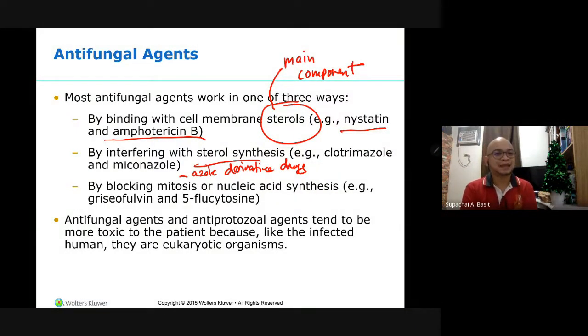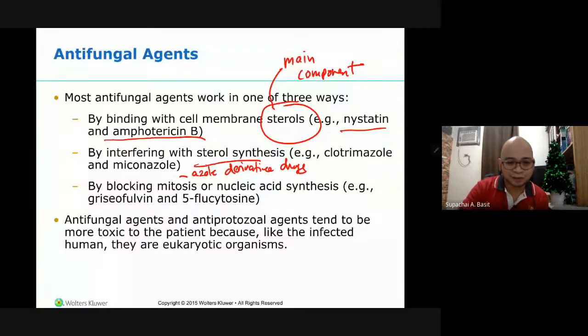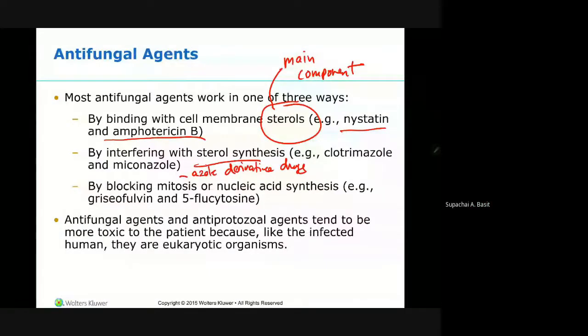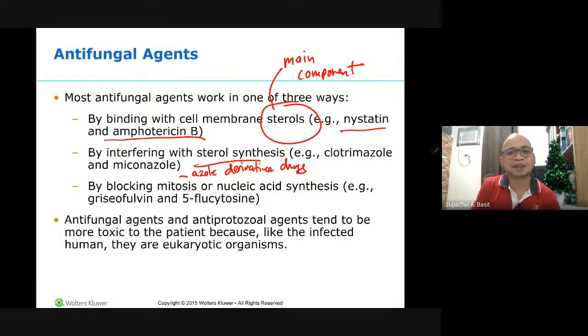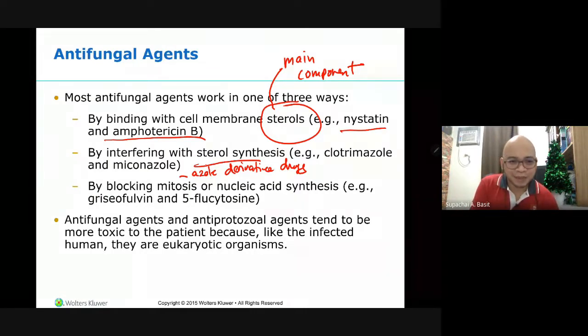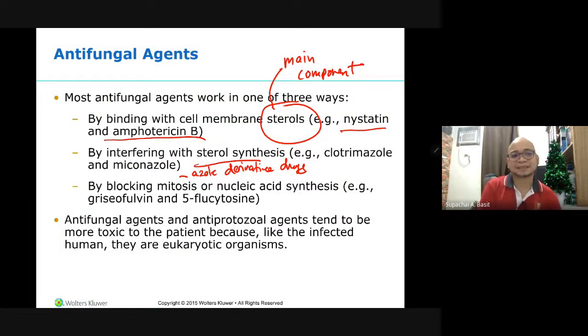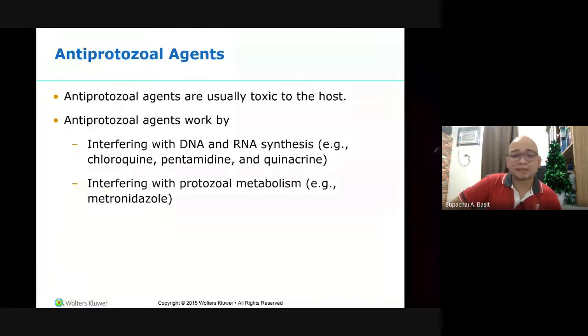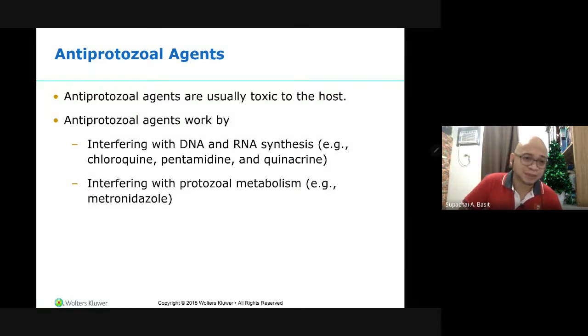Okay? Antifungal agents and antiprotozoal agents tend to be more toxic to the patient because fungi and protozoans are eukaryotic organisms, like the infected human. So they tend to be more toxic to humans. Antiprotozoal agents are usually toxic to the host again because protozoans are eukaryotic. Humans are also eukaryotic.